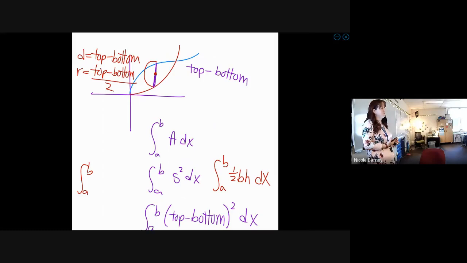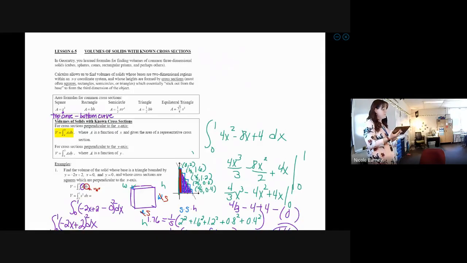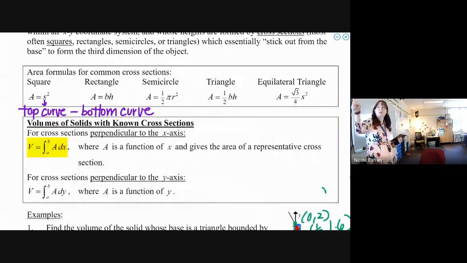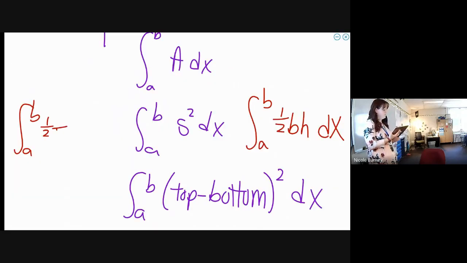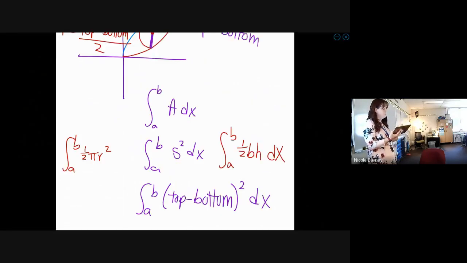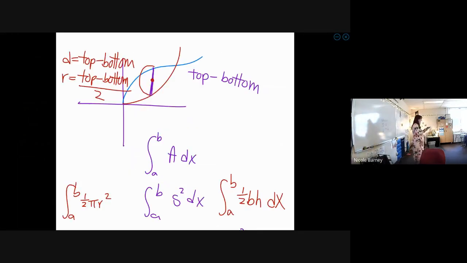So don't you need pi and r squared? Yes, because you need the area of the base. The area of a semicircle is 1/2 pi r squared. What is r? Well, r is top minus bottom divided by 2. So you replace that with top minus bottom divided by 2. The 1/2 and pi are constants, so you just pull them out. Yep, and because we're using semicircles, that's why it's 1/2 pi r squared, not just pi r squared.